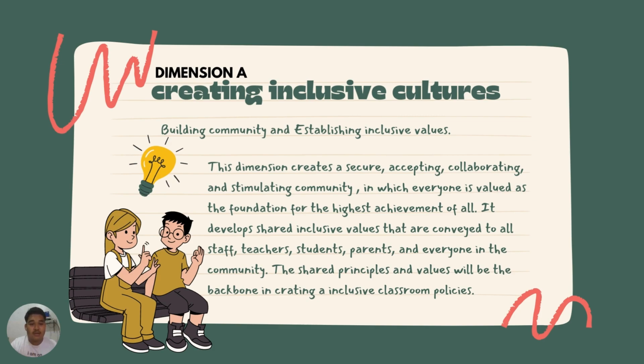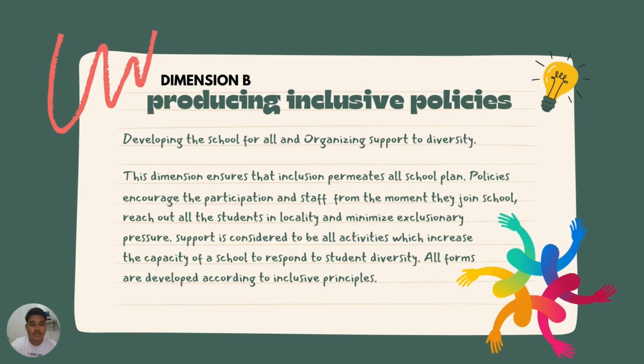So creating inclusive cultures. All right, so the next dimension is producing inclusive policies. So developing the school for all and organizing support for diversity. Since we already know that we are really diverse in the classroom setting and in the community, we have to develop policies that will cater to those differences, so that we can come up with a consensus that will protect us for being different.